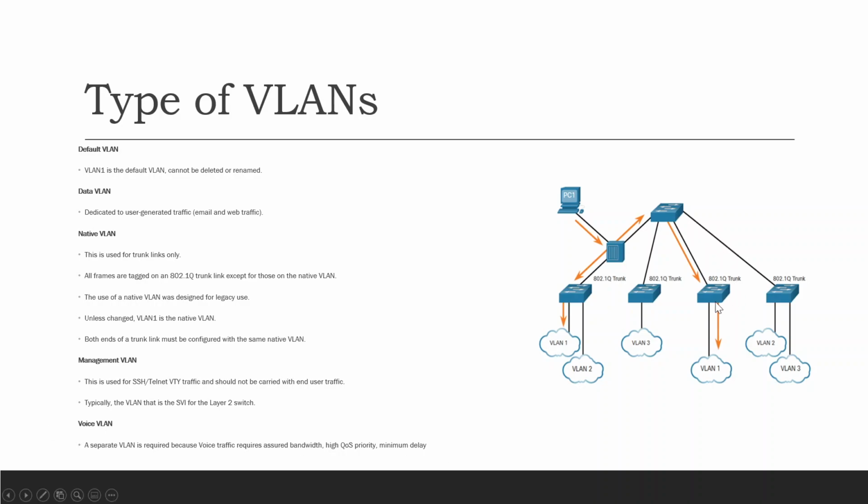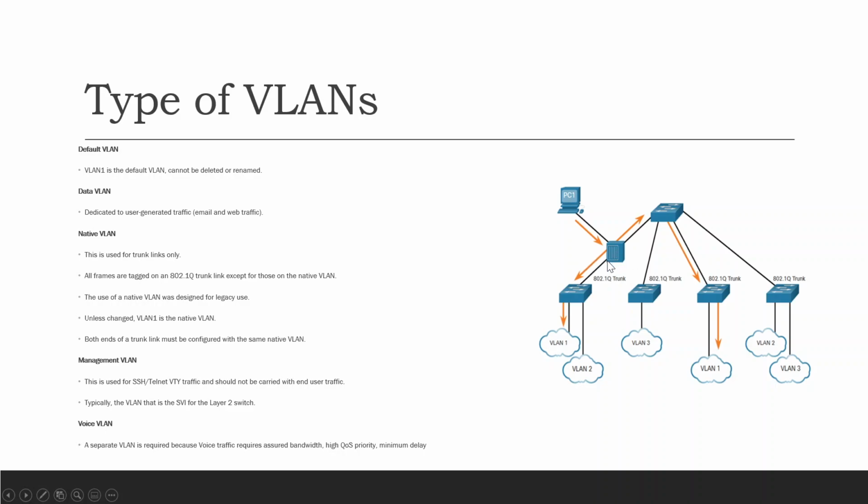We look at this topology. There are VLAN 1, VLAN 2, and VLAN 3. The connection between switches needs to carry traffic for VLAN 1, VLAN 2, and VLAN 3. So this connection needs to be set up as a trunk link. When traffic goes through the trunk link, it will be tagged with the VLAN information.